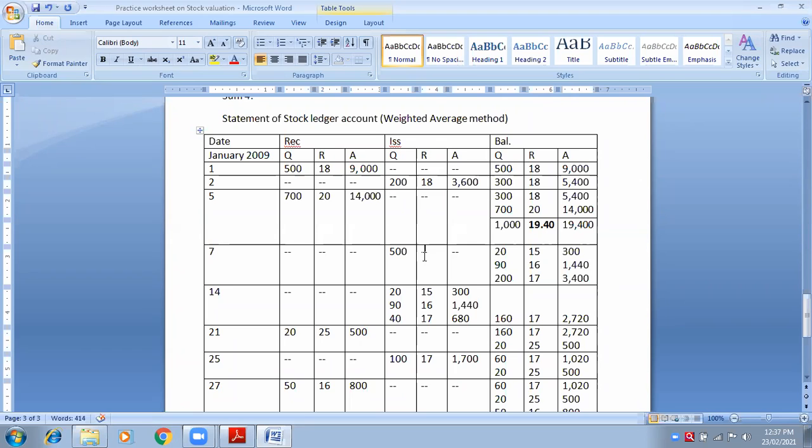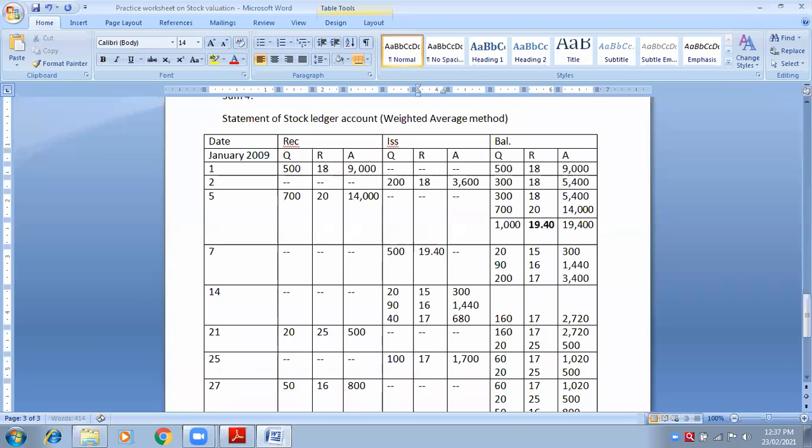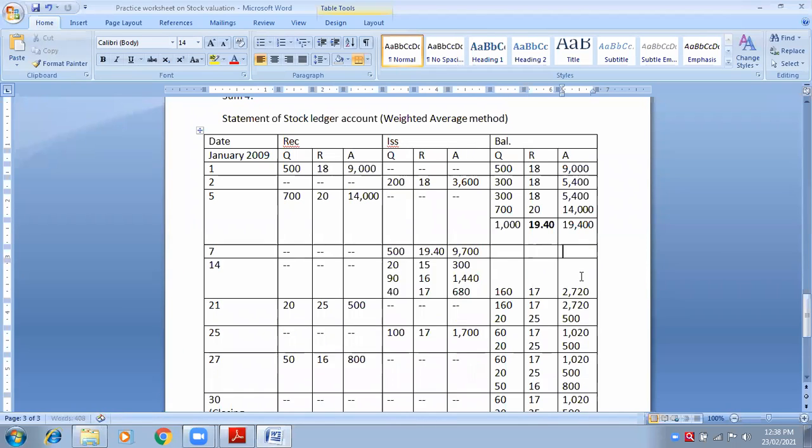Now, whenever I issue, I will issue with the weighted average rate. According to the 7th date, what is the weighted average rate of the earlier date? 19.40. So 500 into 19.40 is how much? 9,700. Now we have a different method to calculate the balance. You don't have to do it as per the FIFO method. Always remember, 1,000 units minus 500 units issued. How much is left over? 500. Now what you have to do is amount minus amount.